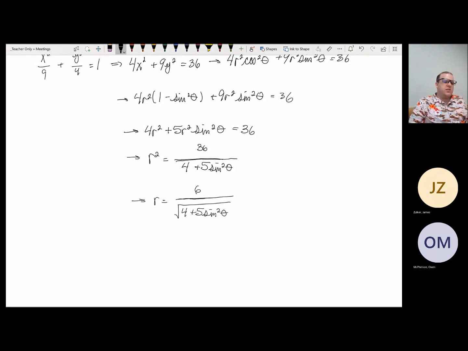You could have also done 6 over the square root of 5 minus 4 cosine squared, if you decide to replace sine squared with 1 minus cosine squared instead. Which will still always give you a positive value because cosine is between -1 and 1. So cosine squared is 1 or less. So you'd have 5 minus 4 times something 1 or less, positive.